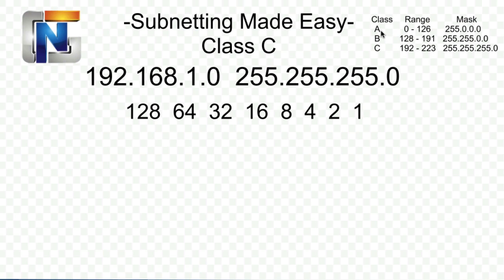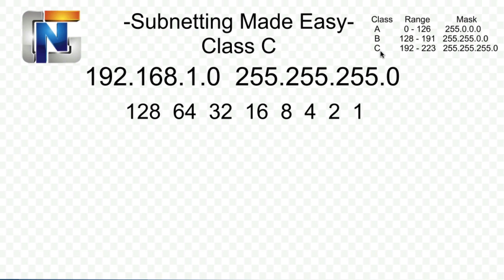However, Class A is going to be signified by a number between 0 and 126, and what this is referencing is the first octet of the IP address or network. In this case, we see that this number is 192. So basically, we just look into our range and we find that 192 falls into this range here, and that makes it a Class C network.